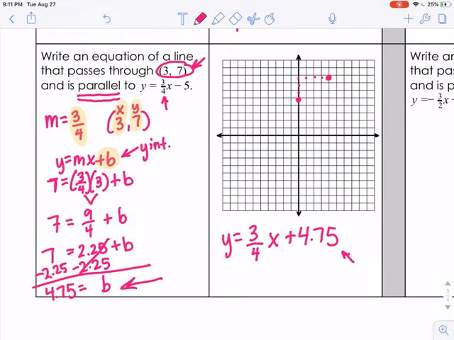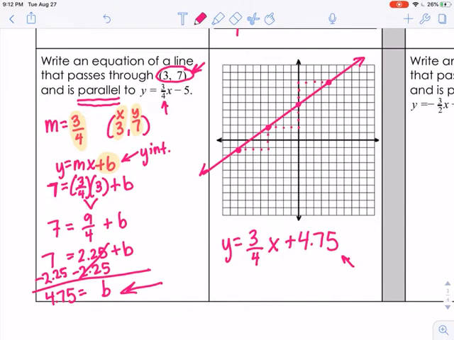I could do the same thing, but I'm running out of room. So then I'm going to go 1, 2, 3, over 4. Put a point right there. Again, up 3, over 4. Put a point right there. I can go ahead and draw my line straight through here. And that is how I would graph the line that is parallel to this equation here, y equals 3/4 x minus 5.